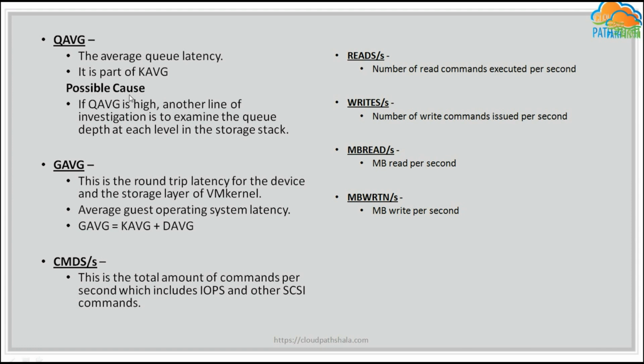So Q average, or Q latency, is part of the K average. If the Q average is high, you want to investigate and examine the queue depth at each level of the storage stack. As you know, there are some arrays which are fully capable of increasing or decreasing the queue depth value. Yes, that's correct. Every HBA installed on your ESXi comes with its own firmware. You can boot into the firmware of the physical HBA, and you can tweak the queue depth.